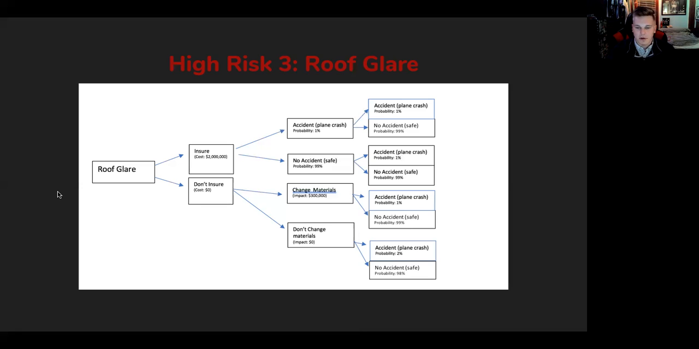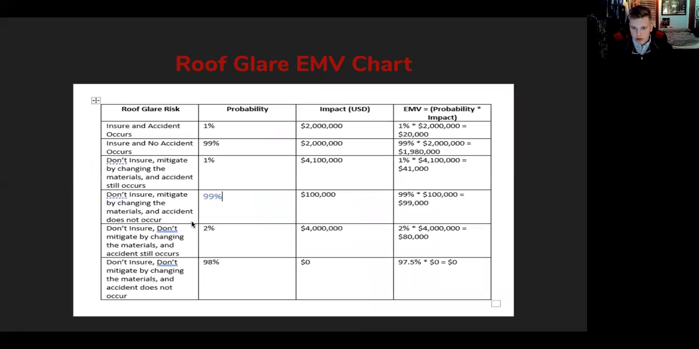Now, if we have no insurance, we'd have to change the material. Changing the material would require changing the paint. That would impact at around $300,000 due to the size of the roof. If we don't change materials, that would obviously cost us zero money. But then if we have an accident, you can go to the next slide. After looking at the decision tree and calculating our expected monetary values, multiplying the probability and the impact, we arrived at, you can go to the next one.